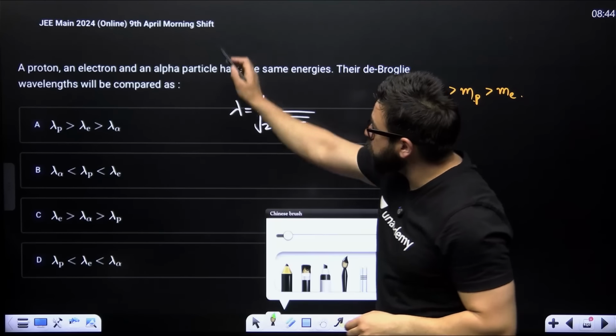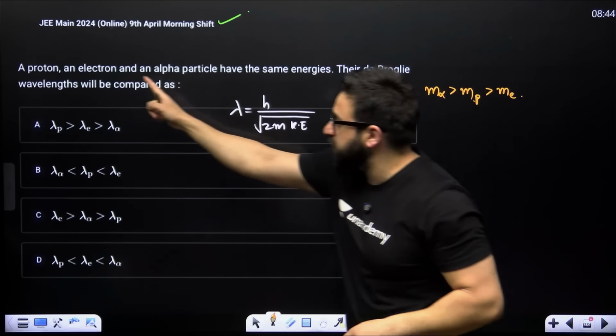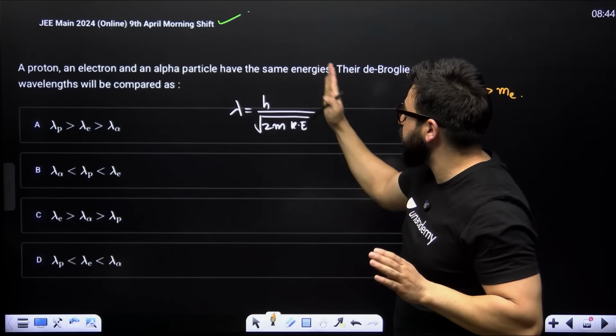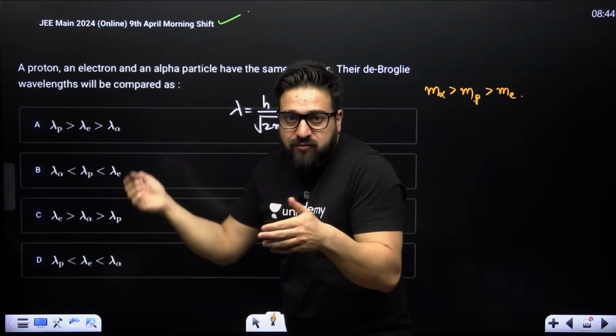Now this is a question of JEE 2024. It says you have got 3 particles, proton, electron, and alpha particle, with the same energies. Their de Broglie wavelength, you have to compare.